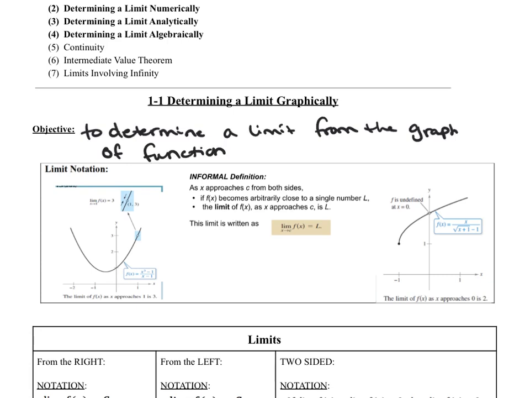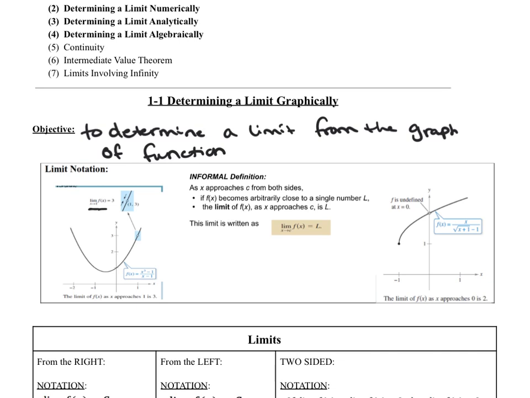So let's take a look at the function on the left. We've got some limit notation. So we've got the limit as x approaches 1 of f of x. And we're saying that's equal to 3 because as we get arbitrarily close to the x value of 1, and we zoom in on the graph, then we can see that our y values, our f of x values, are approaching 3.